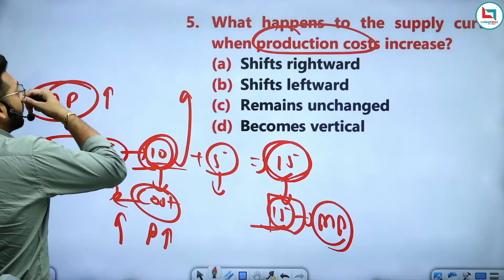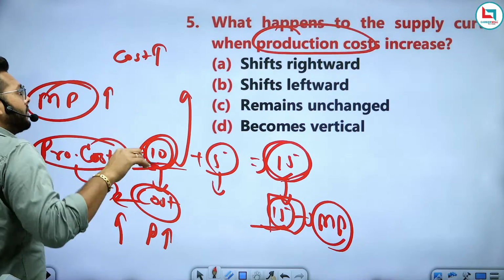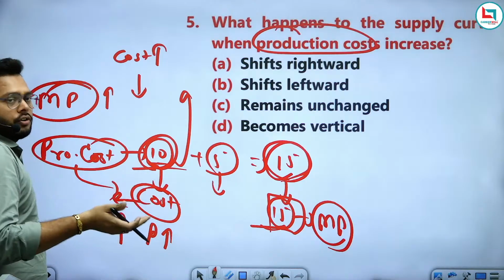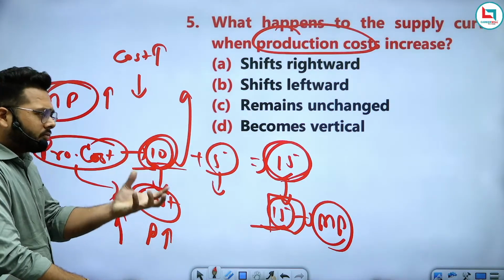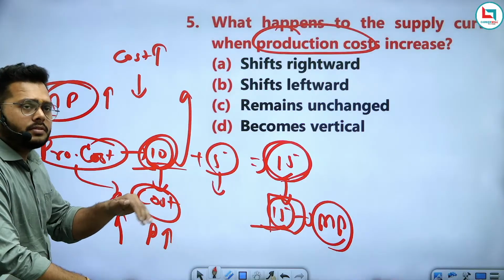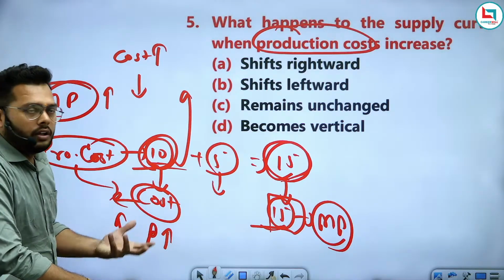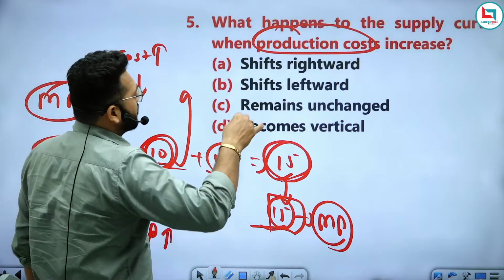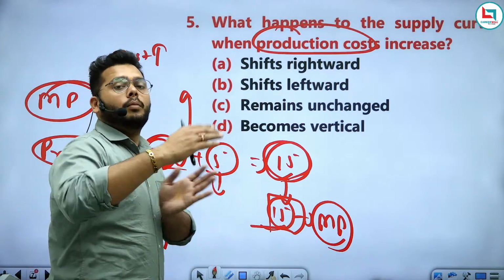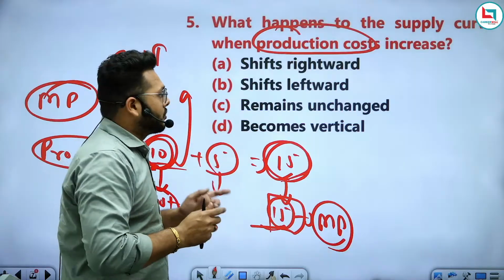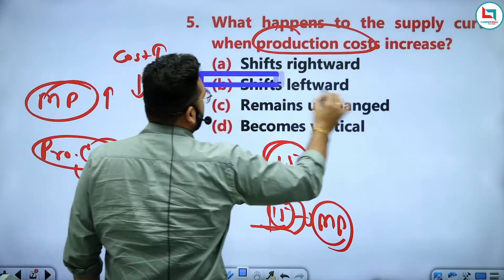If the production cost increases, he will try to decrease the production of that particular good, and he will wait for the time when the production cost becomes cheaper, or you can say lower, and then he will produce more. So if the production cost increases, the supply will not be more, supply will be less. That is why it will shift towards the left, leftward.